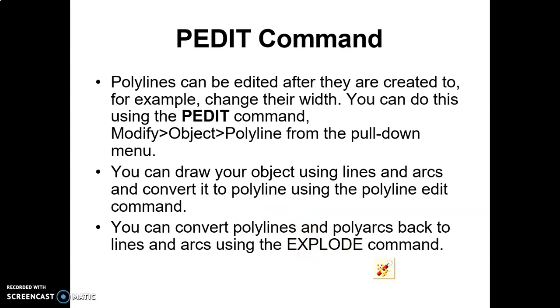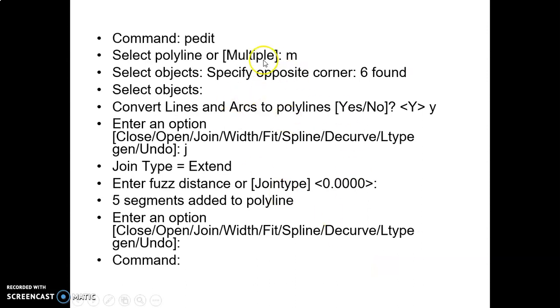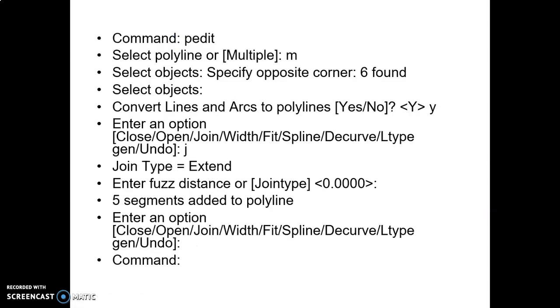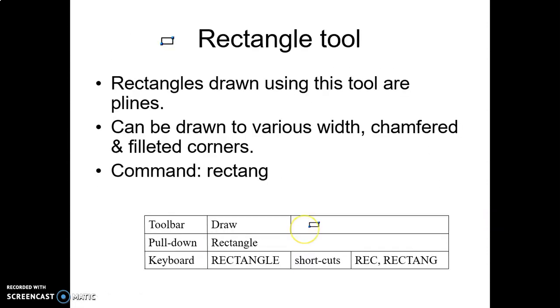By following this command: PEDIT, select polyline or M for multiple, select objects, specify opposite corner, and then follow up until the part at the bottom: 5 segments added to polyline. Okay, next in the next video.